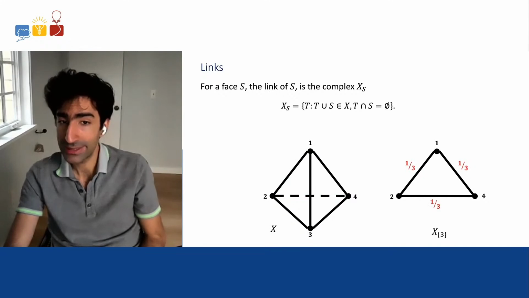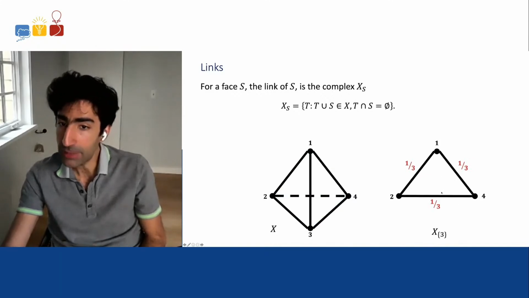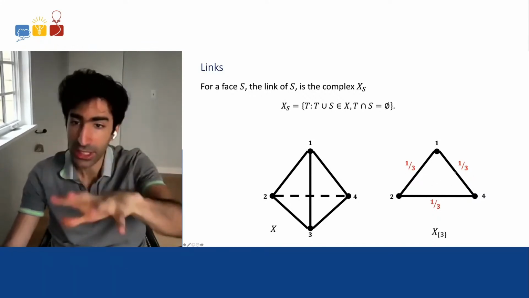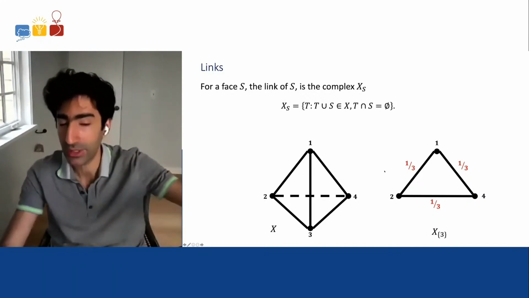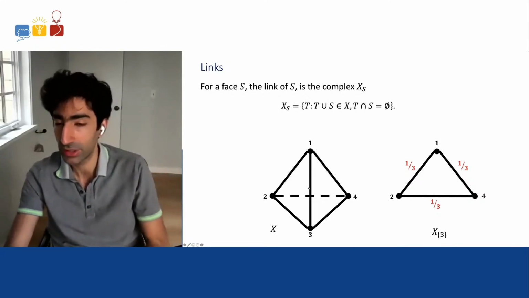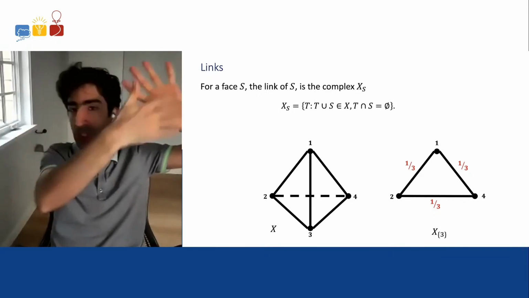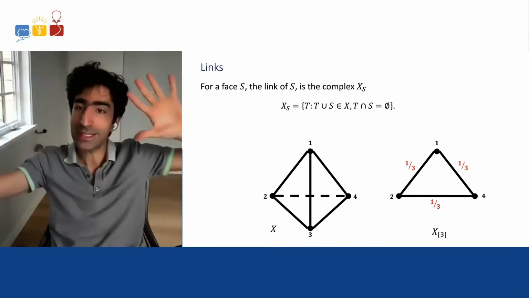It also defines a distribution. Remember, I was looking at the uniform distribution over these triangles. Only 3 of them remain, but because the distribution was uniform, it remains uniform here. If it was not uniform, this distribution here would be proportional to the weight of the corresponding triangles in the original complex.